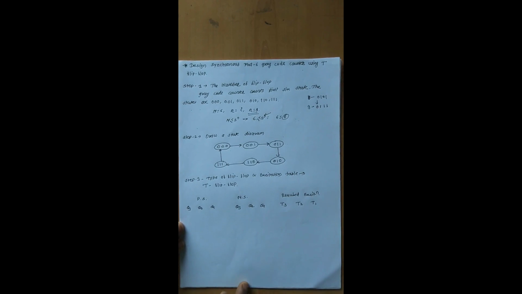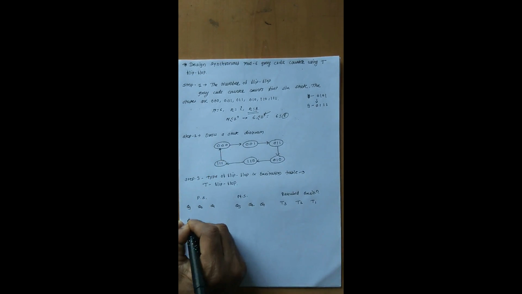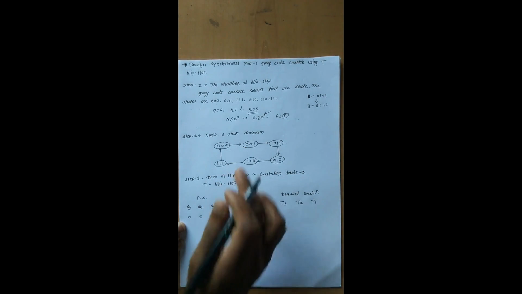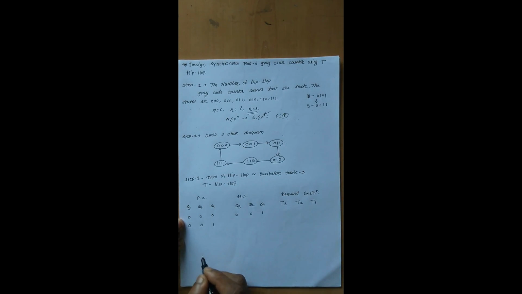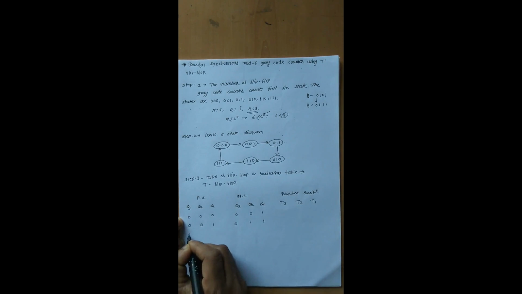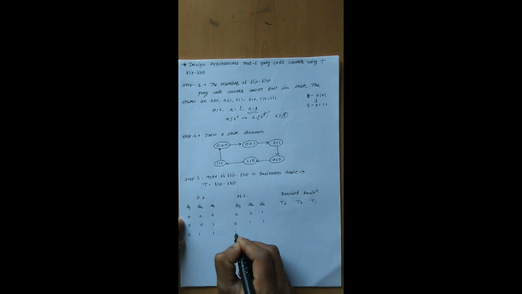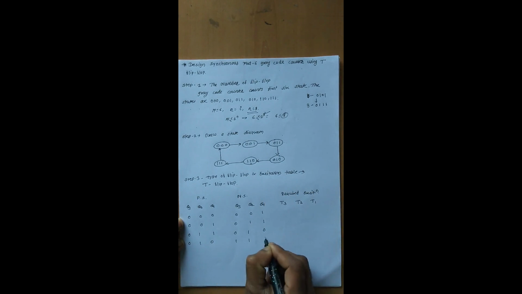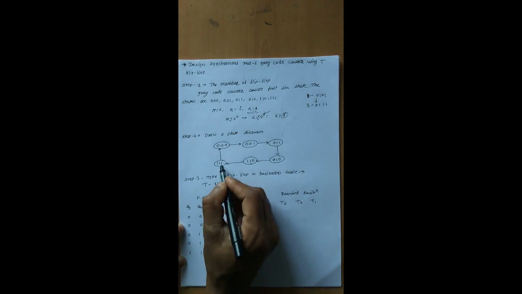Let's find out the present state Q3. Assume the present state is 000. If we apply the clock, then it moves to 001. Suppose 001 is the present state, and if we apply the clock, it moves to 011. Assume 011 is the present state, then it goes to the 010 next state. If 010 is the present state, then it goes to the 110 next state. If 110 is the present state, then the next state is 111, and if 111 is the present state, then the next state would be 000. In this way we find out the different values of the present state and the next state with the help of this state diagram.